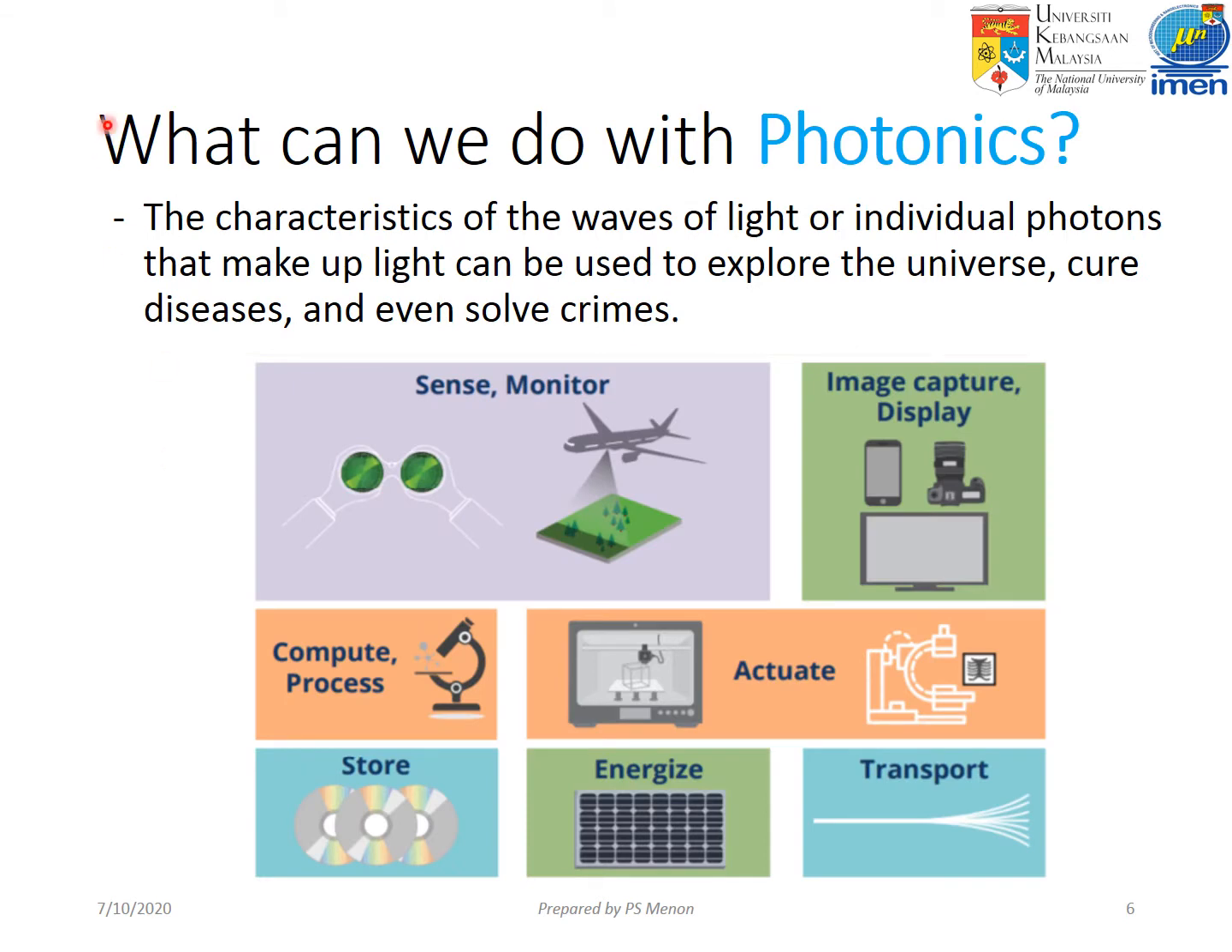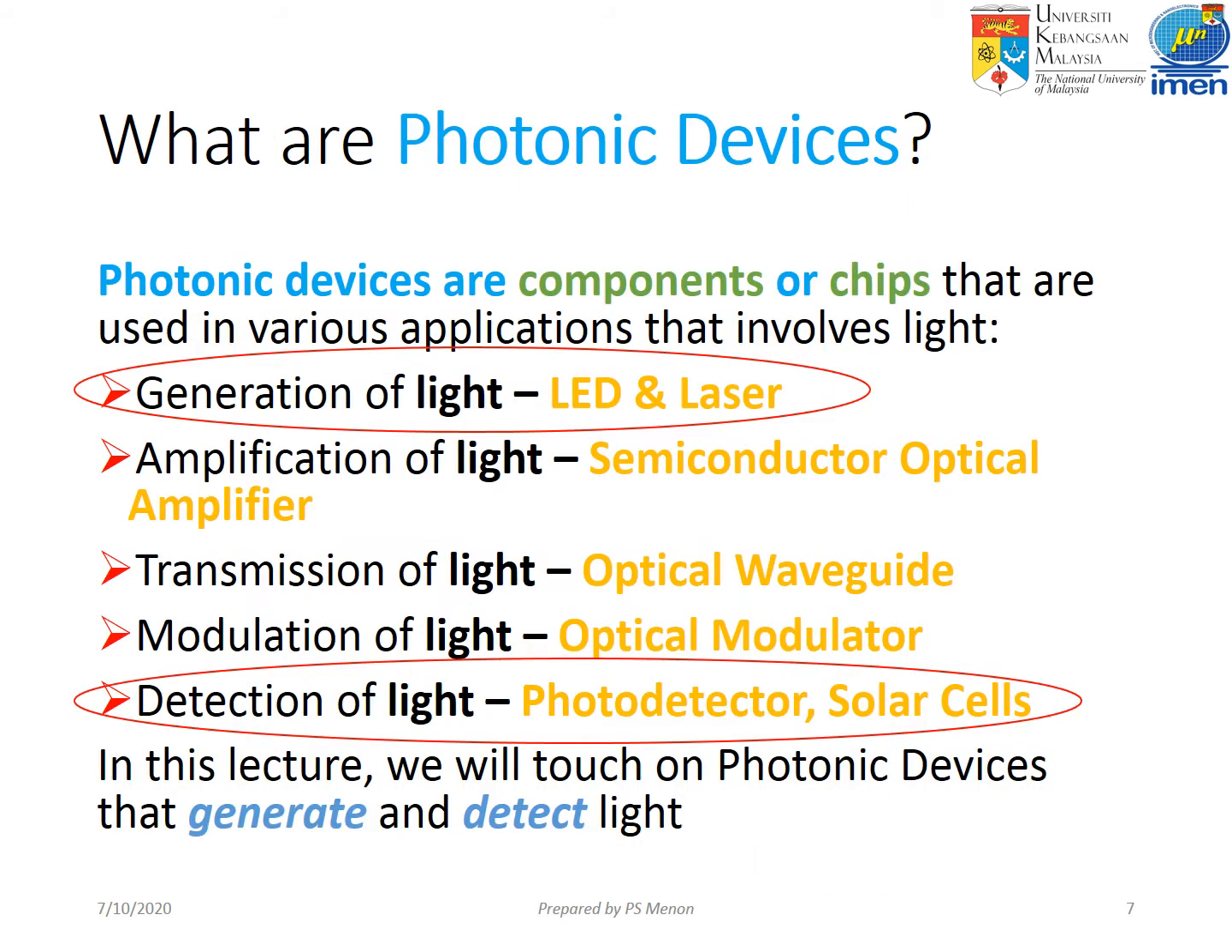So what can we do with photonics? The characteristics of the waves of light or individual photons that make up light can be used to explore the universe, cure diseases, and even solve crimes. And photonic devices are components or chips that are used in various applications that involve light.